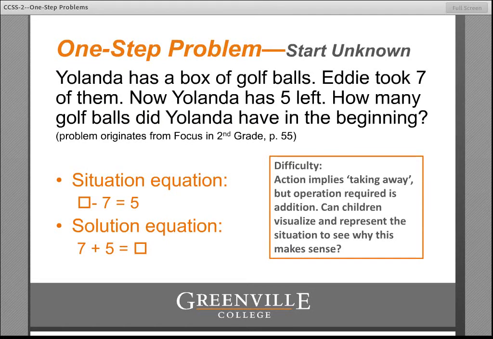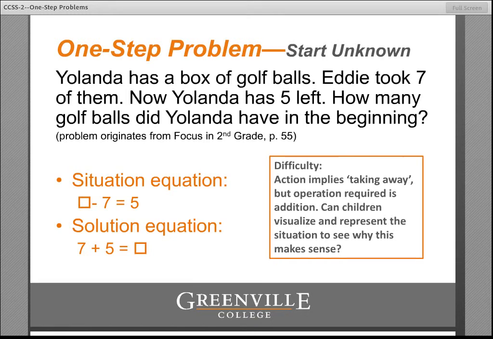You might notice that the number set here is very low for second graders. That's a good indication that the actual problem is rather hard. It is a start unknown problem. As you read the problem, you might notice that there is a take from action in the problem, so that would cause many children to feel like it's subtraction-like. Indeed, the situation equation that you see here is a subtraction number sentence.